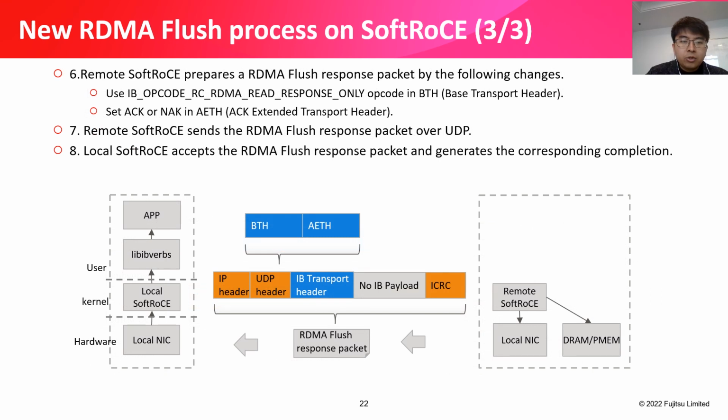Step 6. Remote soft RoCE prepares an RDMA flush response packet with the following changes. Use the IB opcode RC RDMA read response only opcode in the base transport header. Set AETH in the ACK extended transport header. Step 7. Remote soft RoCE sends the RDMA flush response packet over UDP. Step 8. Local soft RoCE accepts the RDMA flush response packet and generates the corresponding completion.